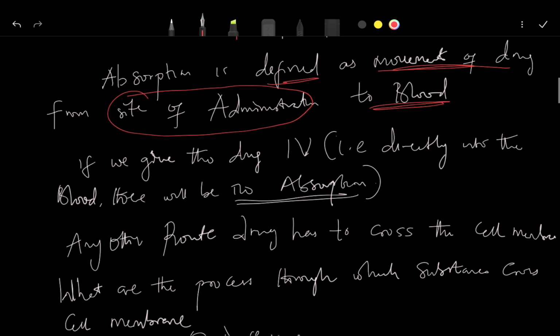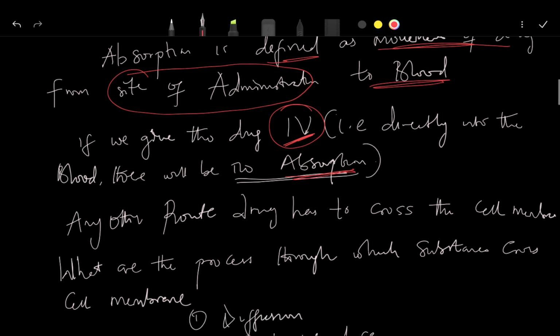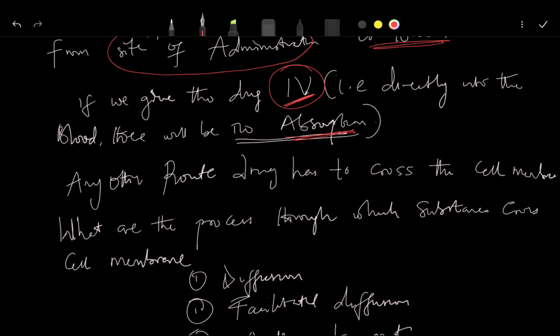Now imagine you give the patient a drug through the IV route. It means that you put the drug directly into the blood. That simply means there is no absorption. So for an IV route drug, there is no absorption. The drug is directly put into the blood, so there is no movement of drug from the site of administration to the blood. That is for the IV route of administration.